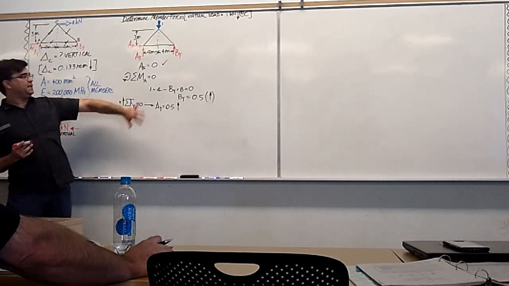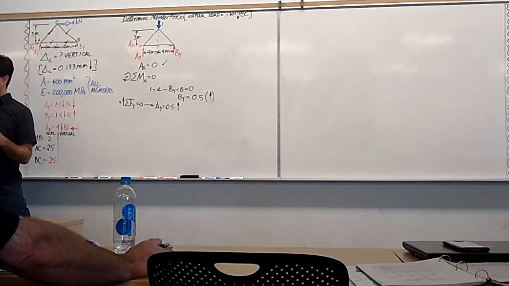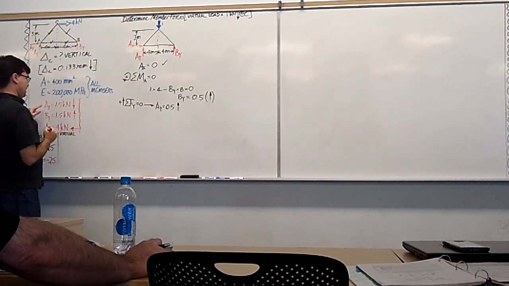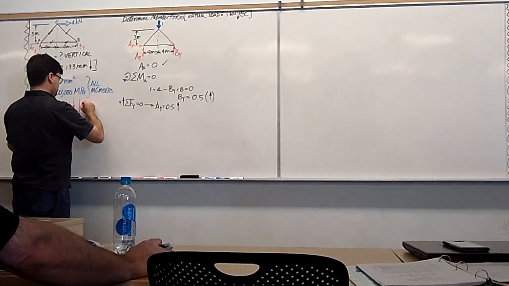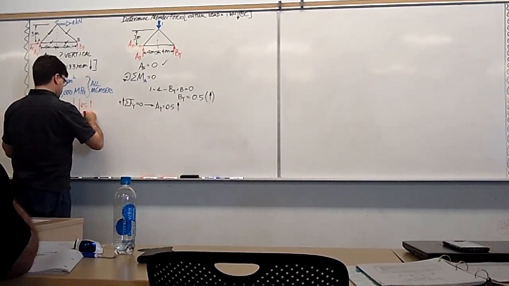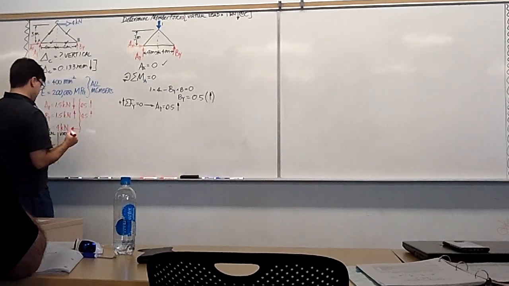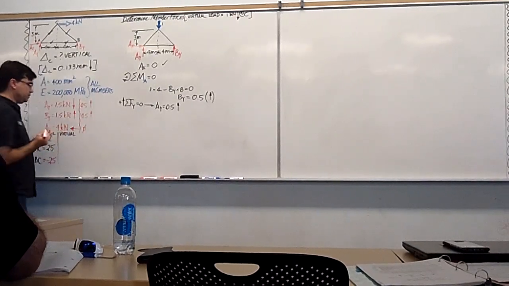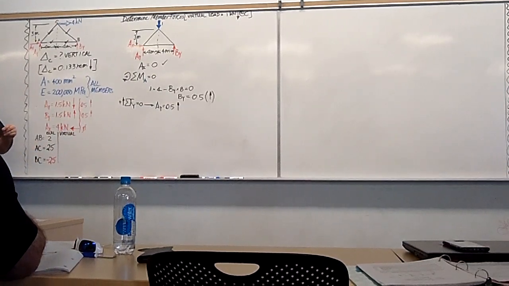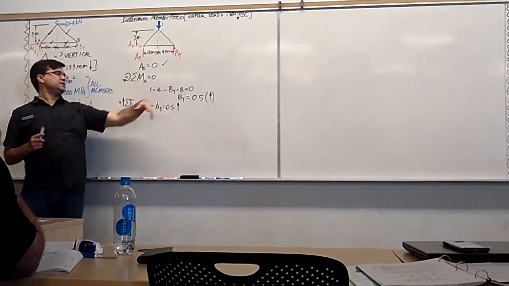So because I'm going to need this real estate, and I'll erase it in a moment, I'm going to transfer these values here. AY is 0.5 up. BY is 0.5 up. And AX is 0. Okay? That way I have them all in one spot. And I don't mind having to erase this whole thing.